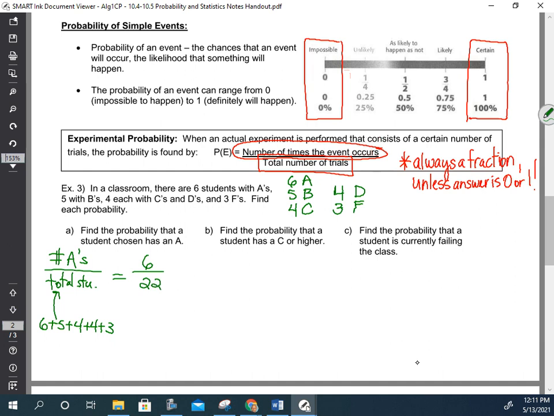So 6 over 22, can you reduce that? So there's nothing that divides out of 6 and 22? 2. Divide by 2. No, you can't give your answer as a decimal, but you do have to reduce the fraction. So 6 over 22 would have been marked wrong. Or if it's an IXL, it's going to mark it wrong if you don't reduce the fraction.